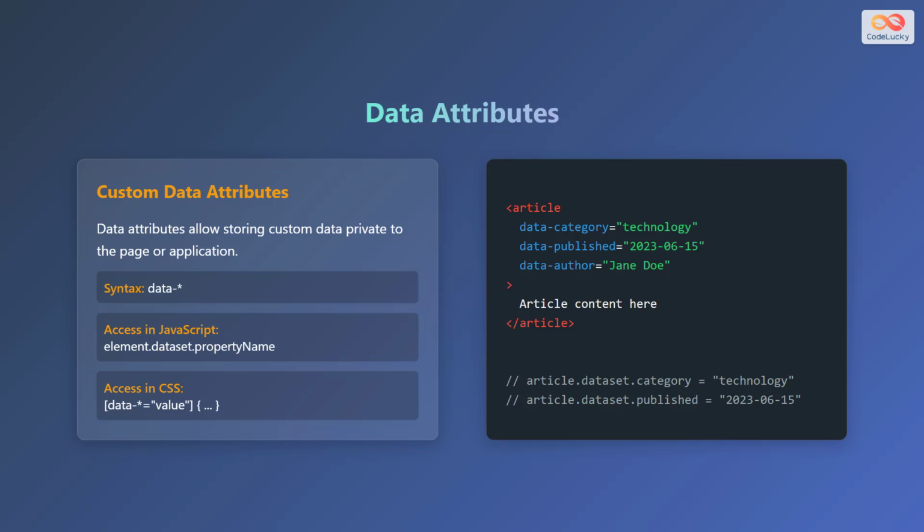Let's look at the code example. The article tag with data-category attribute whose value is technology, data-published attribute whose value is 2023-06-15 and data-author attribute whose value is Jane Doe. Article content here. The JavaScript usage is article.dataset.category equals technology and article.dataset.published is 2023-06-15.